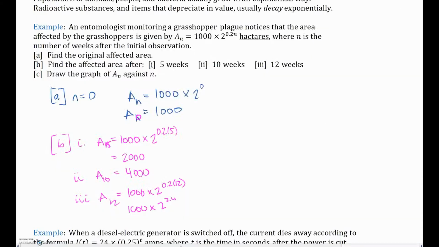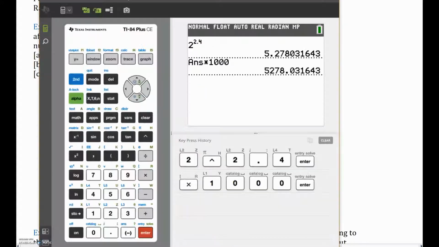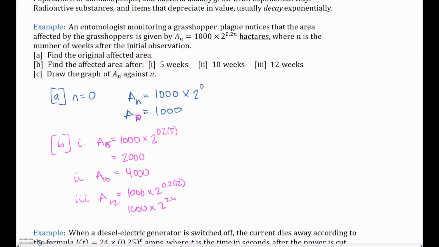Which you probably already were saying is 5,200, what was it, 5278. So let's go 5278. And there we go.